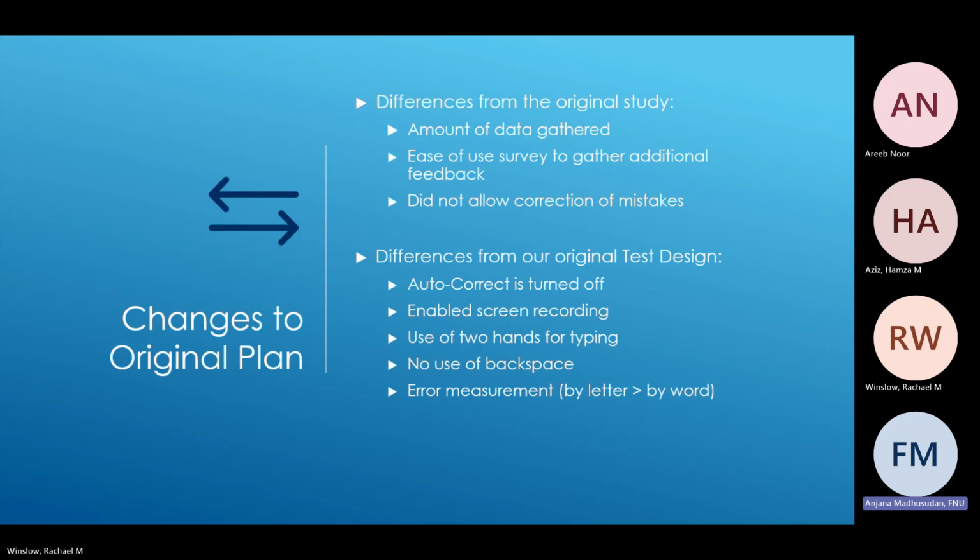As with most real world studies, a few things evolved from our original plan and also from the original study we set out to replicate. As for the changes from our original test design, we disabled autocorrect to avoid assistance from the device. We also enabled screen recording for more accurate post test analysis. Although we originally planned for one handed typing, we allowed two handed typing for user comfort and realism. We disabled backspace to capture unedited performance. And finally, we made a shift in how we measured errors, based on entire words rather than individual letters. These changes were driven by what we learned during our pilot testing, and they helped improve the reliability and richness of our final data.